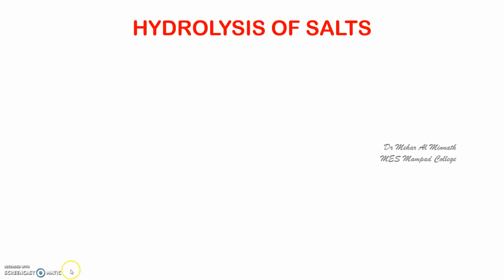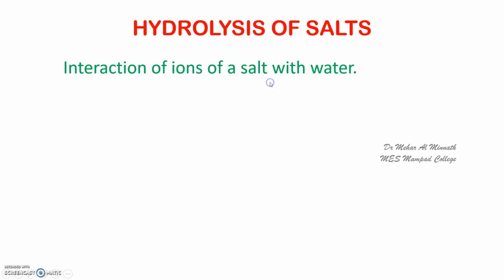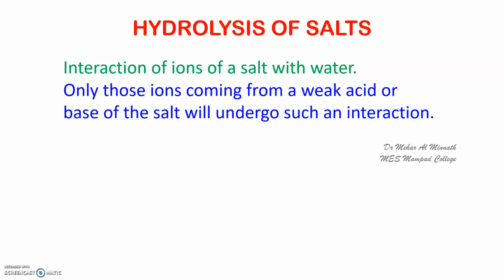Let us discuss the hydrolysis of salts. That is the interaction of the cations and anions of a salt in water, with water. What is the type of interaction which happens when the salt comes in contact with water? Now, only those ions which come from a weak acid or base of the salt will undergo such an interaction.